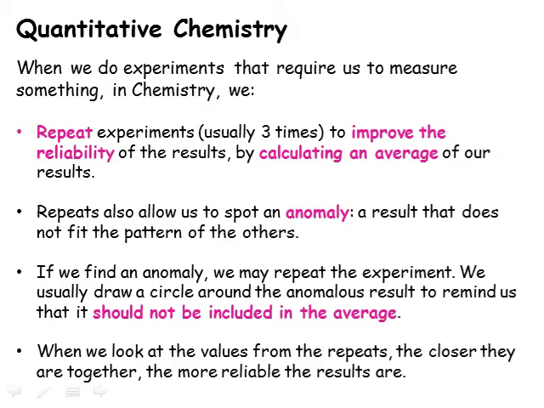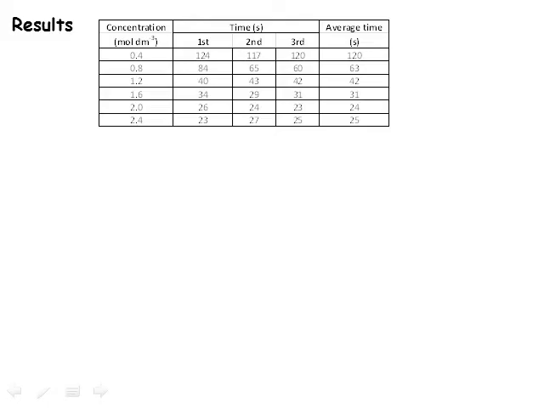When we look at our repeats, we can see how close together the repeated measurements are. The closer they are, the more reliable. Here are the results from an experiment where the concentration of acid was varied from 0.4 to 2.4 moles per dm cubed. Each experiment was repeated 3 times.